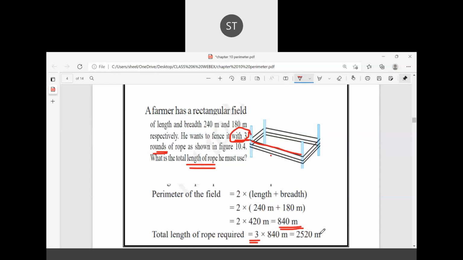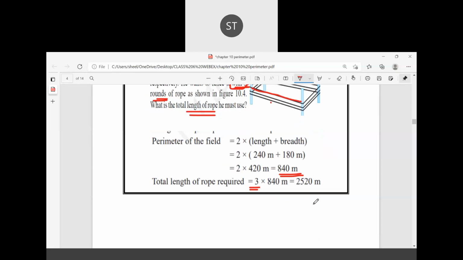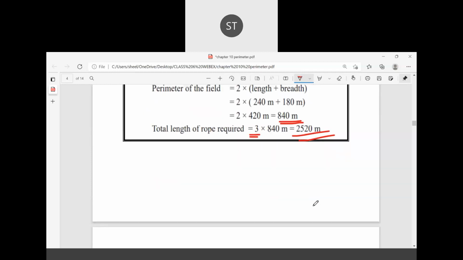Now how many times to be multiplied? Into 3 only. So 3 into 840, that is equal to 2520 only, right? So here we are getting the length of the rope. It is required for 3 times. Therefore 3 into 840, which is equal to 2520 only.